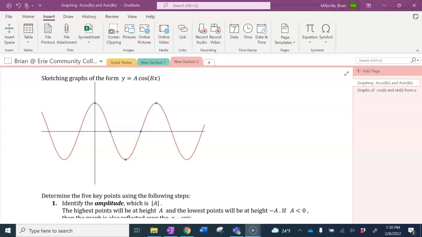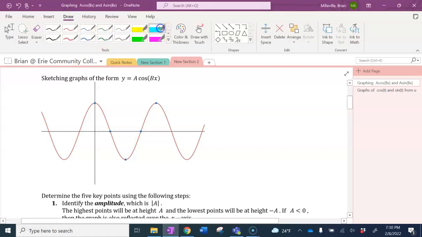Hi everyone. So the goal for this video is to learn how to sketch certain transformations of the graphs of cosine and sine of this format, where we have a number on the outside, multiplied by sine or cosine, and then a number multiplied by the input also. So a number times the output and a number times the input.